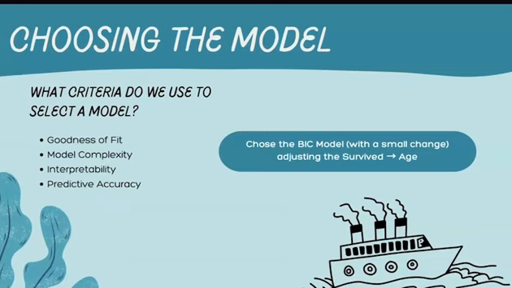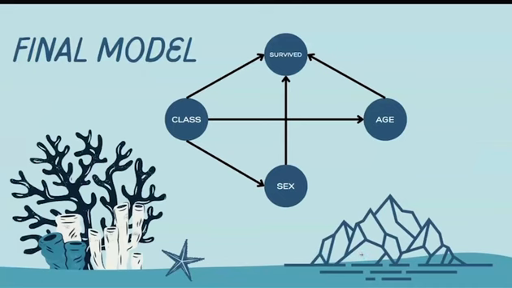One caveat to our model is we did choose BIC, but we made a small change. Age was dependent on survived, which didn't make a lot of sense to us practically, and FNML and AIC both had that arrow switched. So we saw support for switching that arrow so that survived is impacted by age, which, knowing about the Titanic and what the data set is, it really should be that survived is dependent on age. So we switched that arrow. This is our final model that we created.